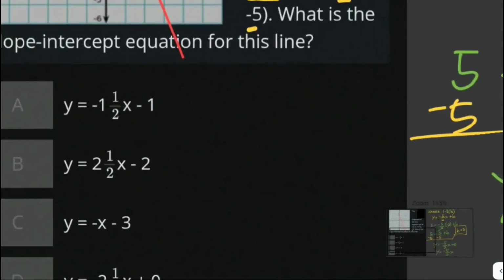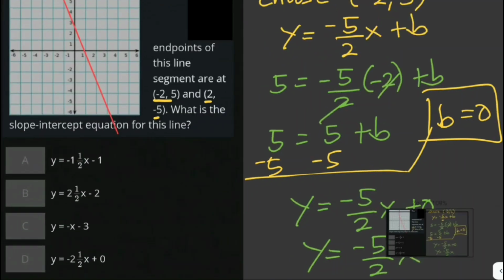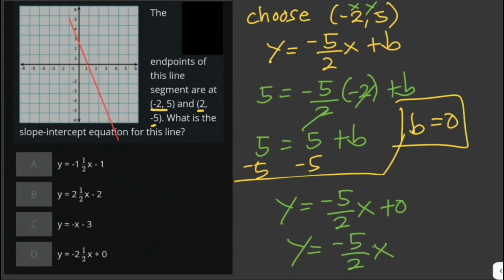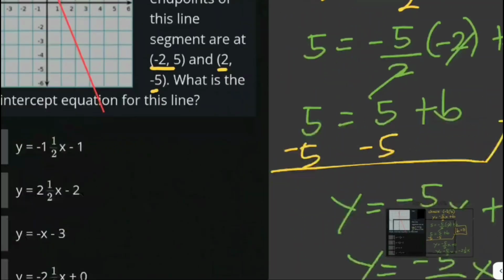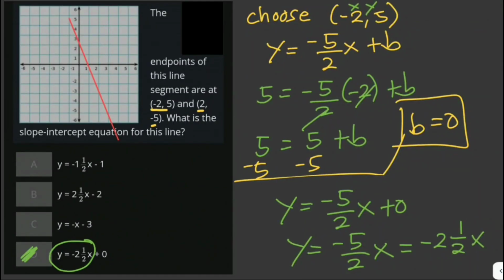So let's take a look at the choices here. We don't have -5/2, so everything, except letter C, is in mixed fraction form. So we can write -5/2 as -2 and 1/2 x. So we look for the option that has -2 and 1/2. So this one. So that means this is our answer, letter D.